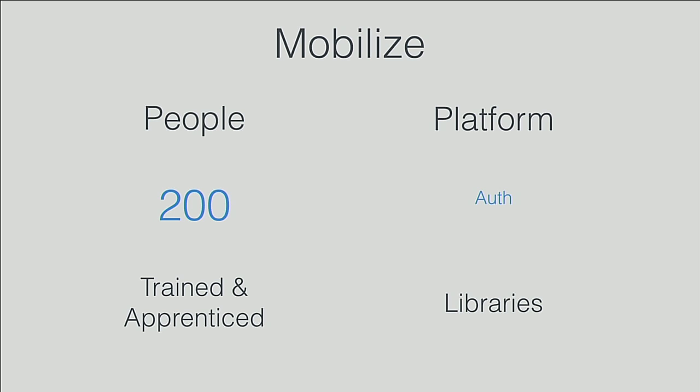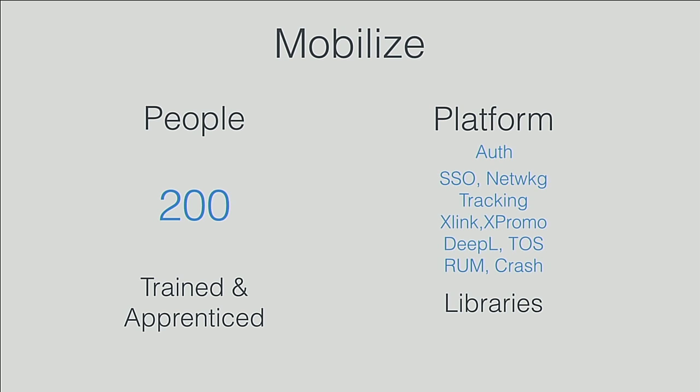The other big thing that we've done is actually take our platform, which we started out with just one library, and built out a large number of libraries. So authentication, networking, tracking, cross-linking, cross-promotion, deep linking, terms of service, RUM, crash libraries. And we're like, oh, this is all of them. And what we're starting to see now is that people are starting to build even more libraries for mobile.